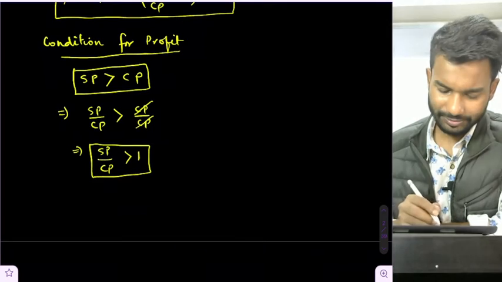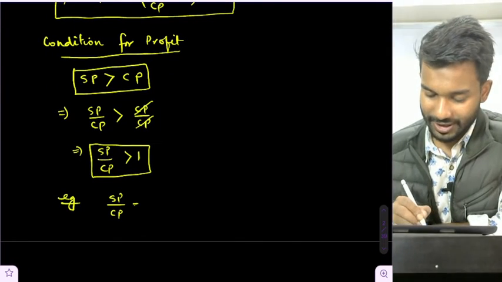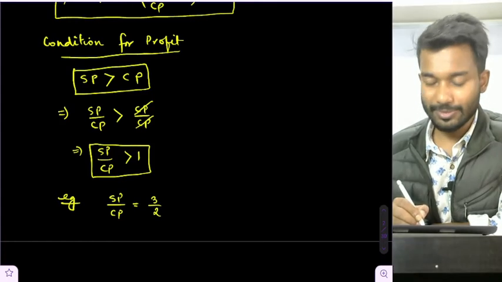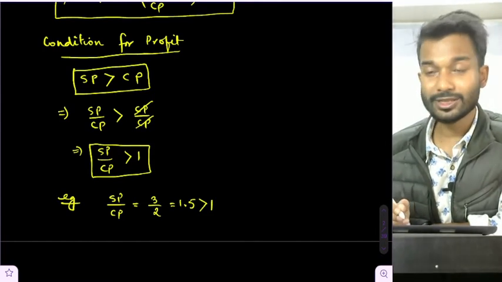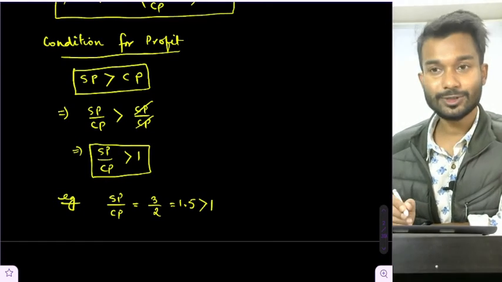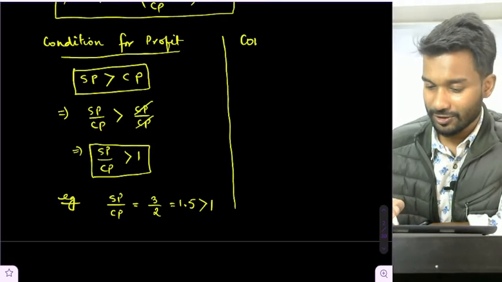For example, suppose we get SP by CP as 3 by 2. 3 by 2 means 1.5, and 1.5, you know, is greater than 1. In this case, we'll say there is profit. Similarly, what is the condition for loss?